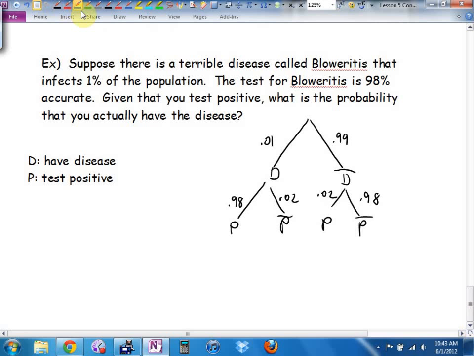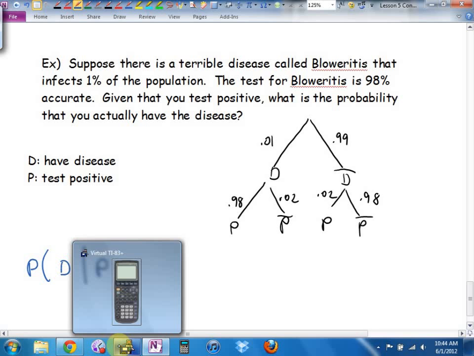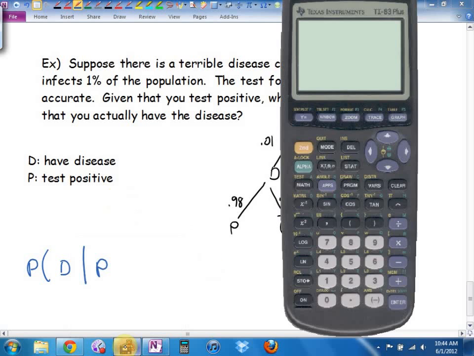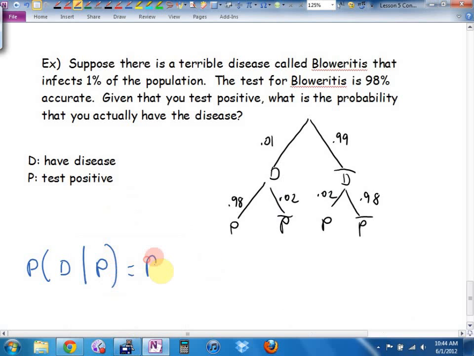Maria, my dear, can you read to me from the word given in the question? Given that I'm positive. Keep reading. See the statement? That's how I'll translate it, Maria. Which is going to be D and P divided by any branch that ends in a P.